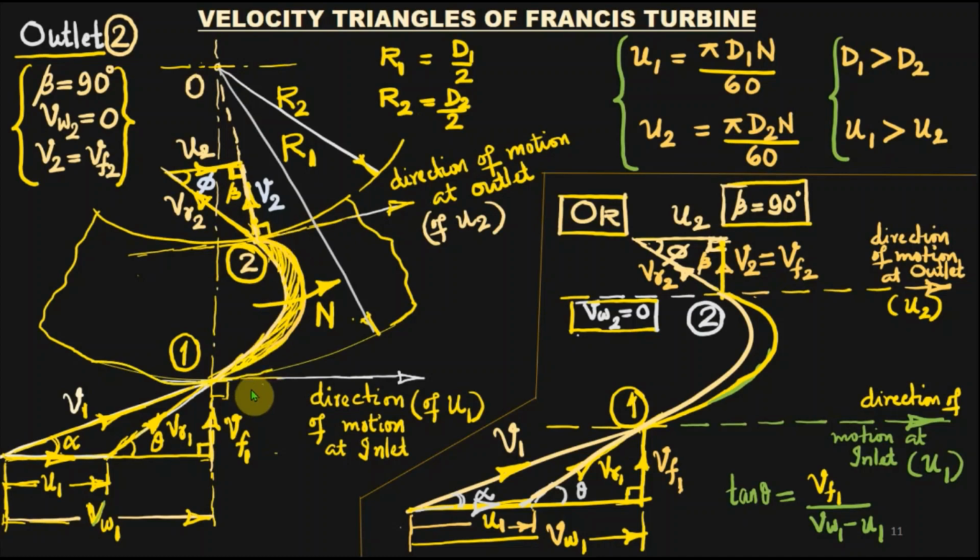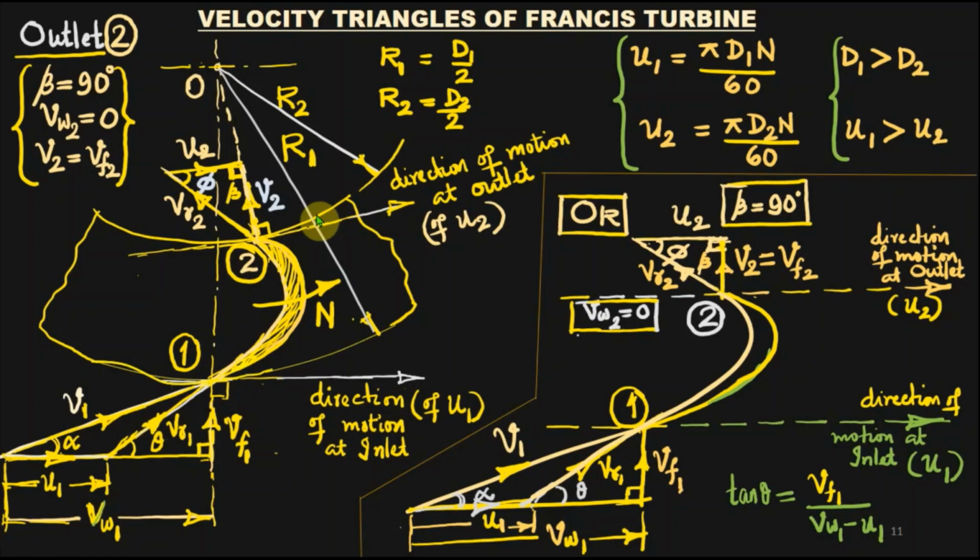And now you consider the two tangential directions at inlet and outlet. See, this is the tangent drawn at the point 1 to the circle, remember, to the circle representing the runner. That is this one, where the radius is R1, and if you draw a line perpendicular to the radius O1, that is this line, that indicates the direction of motion of the vane at inlet.